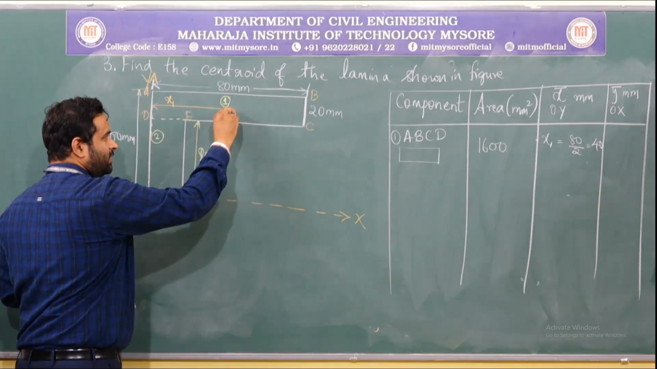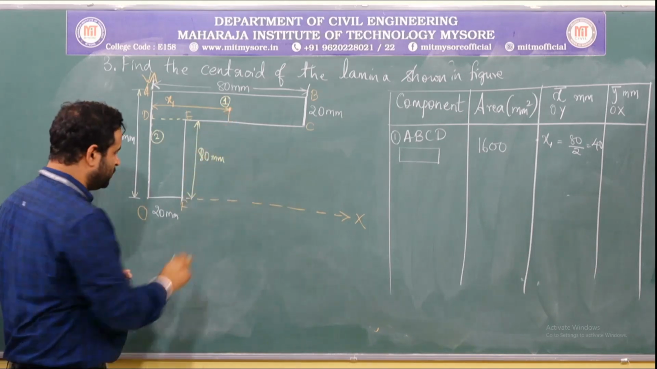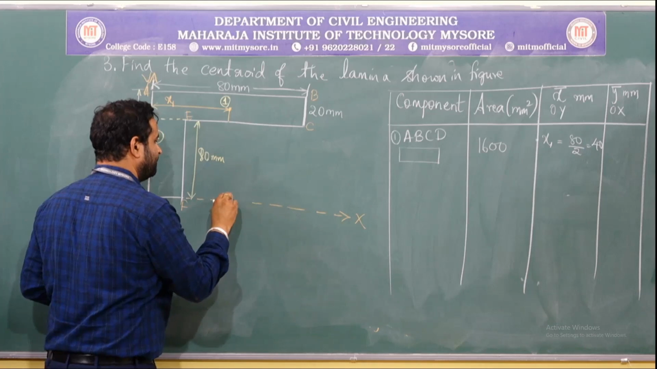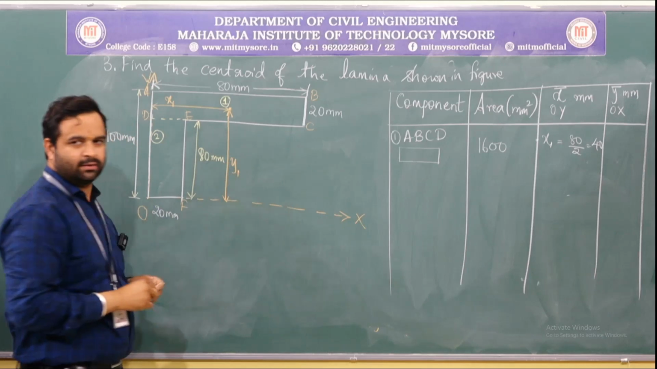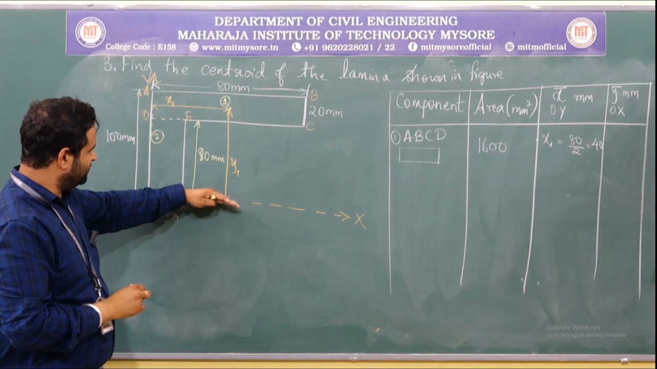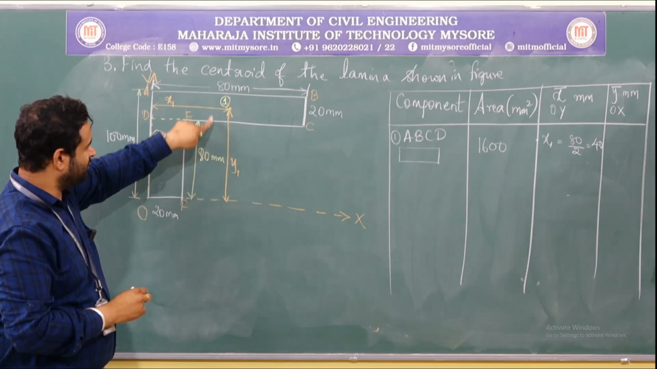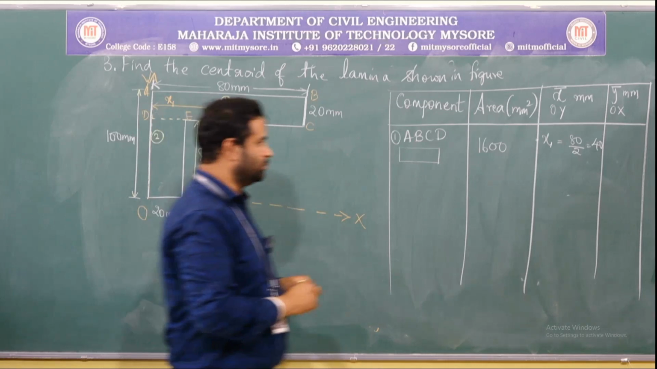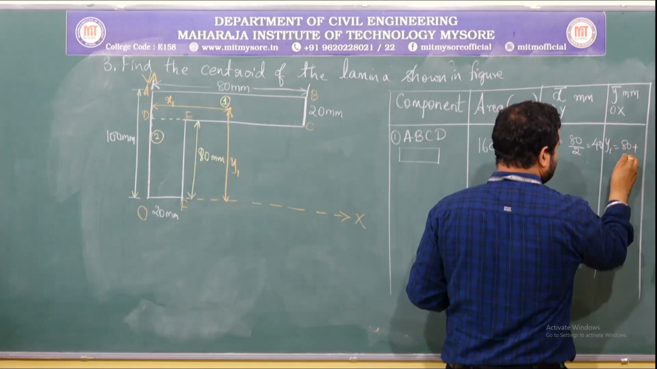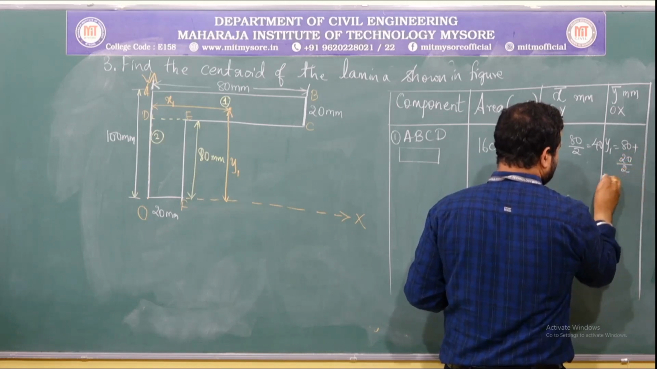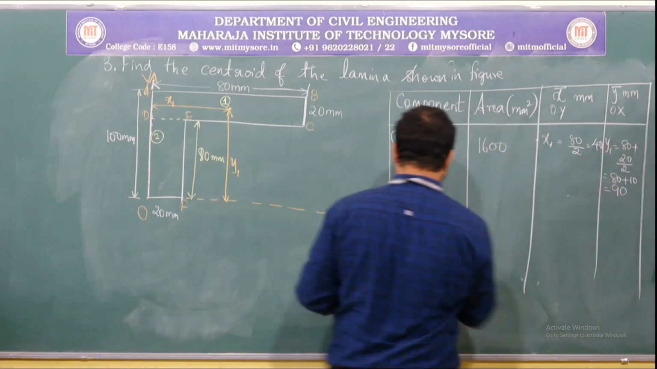What about y1? So the same point, you had only calculated this distance, but you need to measure it from this line. This is y1. So what is y1 now? From this point to this point, that is from F to E, it is 80 plus half of it, 80 plus 20 by 2, which is equal to 80 plus 10, which is equal to 90 mm.